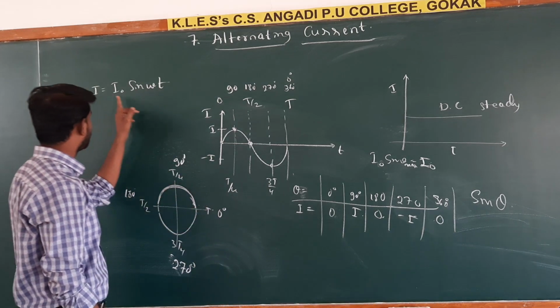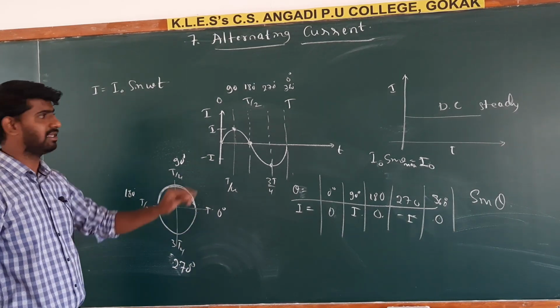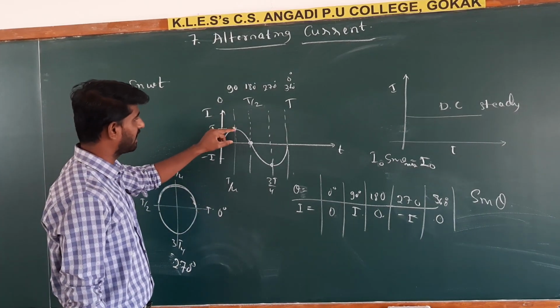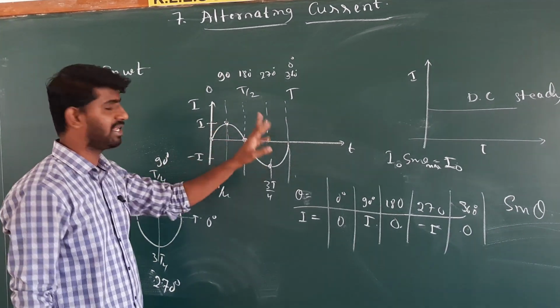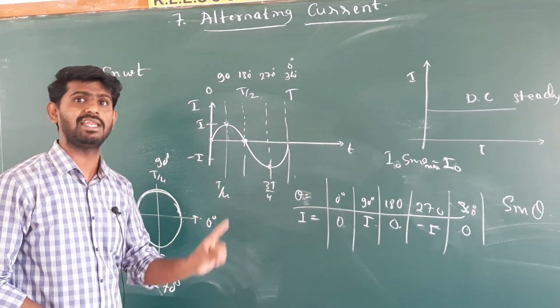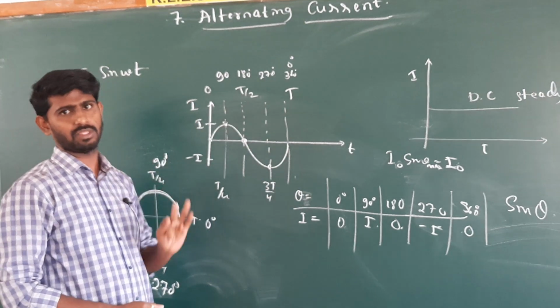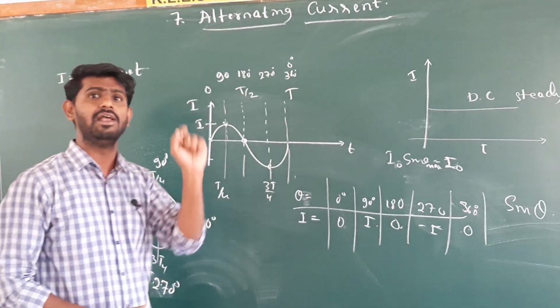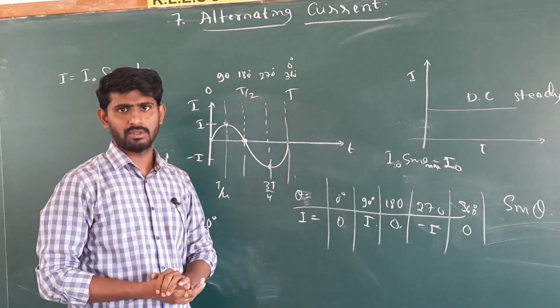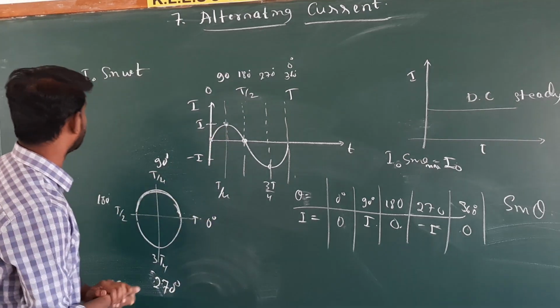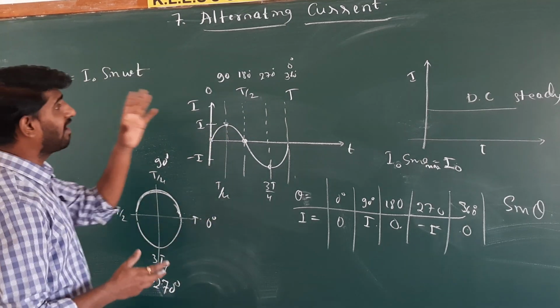So why is the equation I naught sine omega t? Because the maximum value of current is I naught and it is continuously varying. How is it varying? Sinusoidally, with time. The current is sinusoidally varying with the time. Is it clear? Okay. So then how to define alternating current?